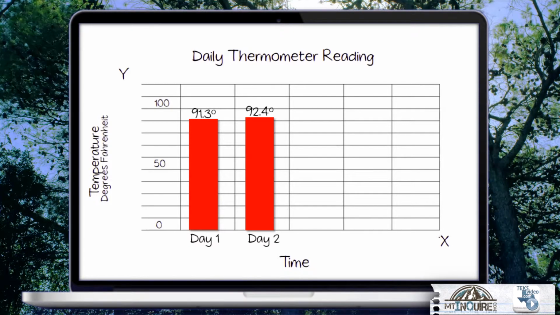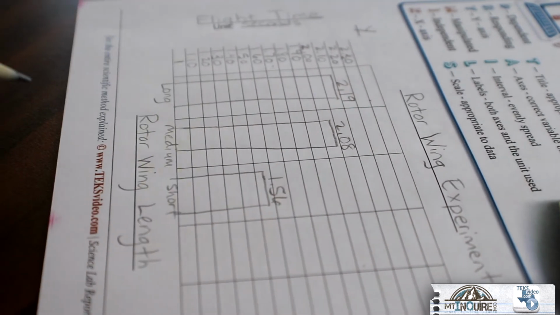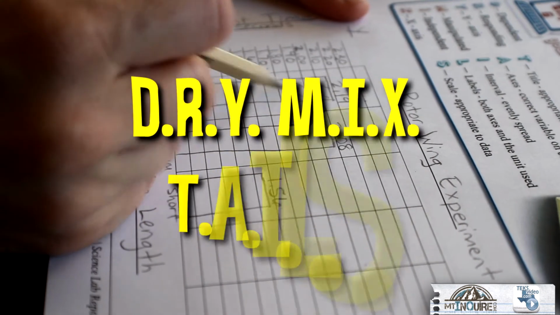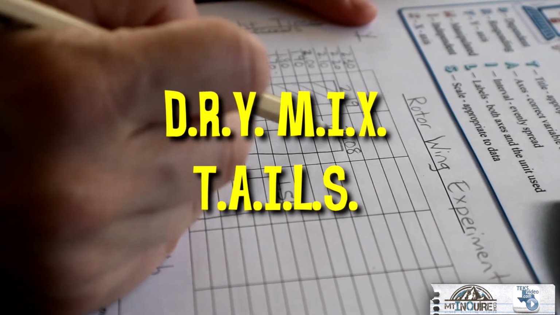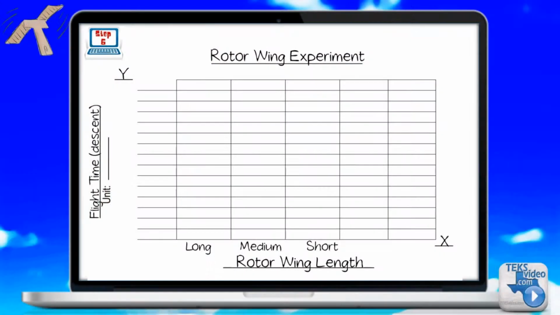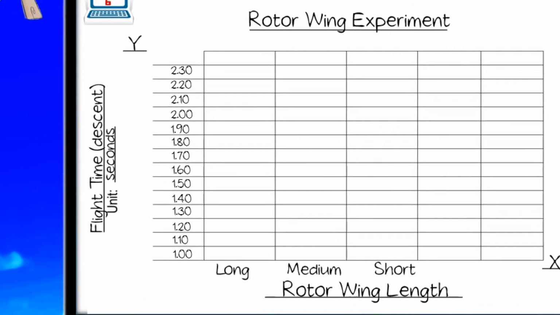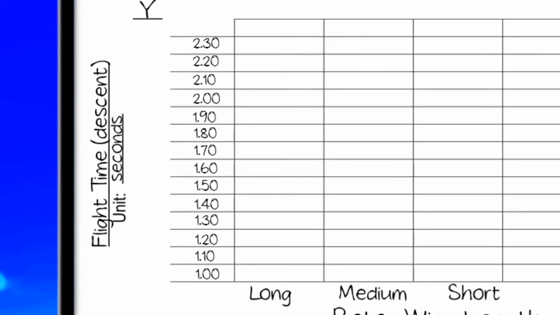When graphing, it is important to consider how best to accurately portray your data in a clear way. Thus, by using DRY MIX TAILS, you can accomplish a well-produced graph every time. Let's now plot our helicopter data. I have clearly labeled every part of my graph to make it clear to the reader what is being portrayed. My scale is between 1 and 2.3. However, I labeled them as 1.00 and 2.30 due to my data having 3 significant digits such as 2.19.